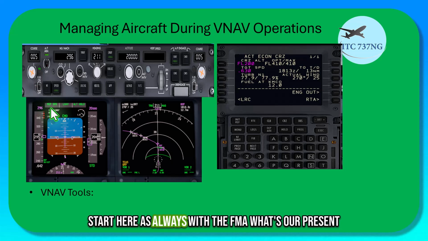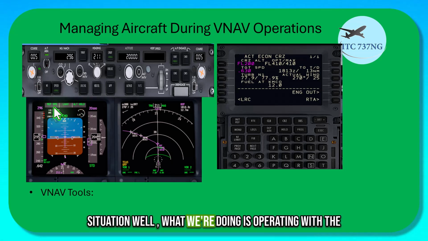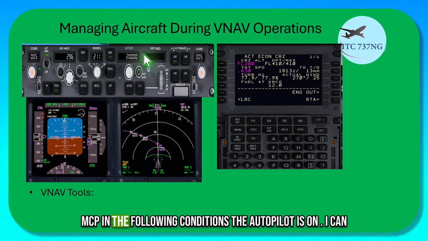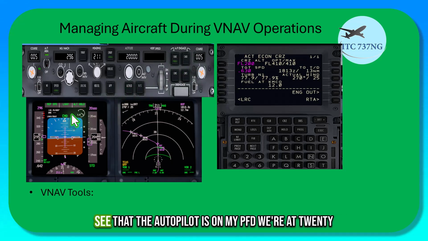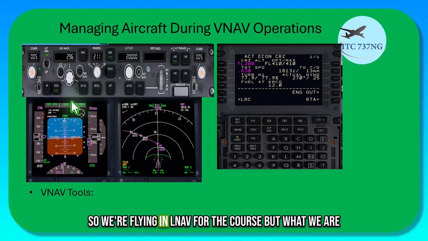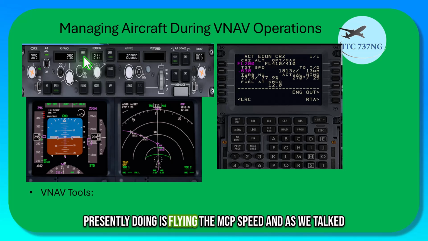But anyway, getting to the tools that you have in your arsenal for VNAV, start here as always with the FMA. What's our present situation? Well, we're operating with the mode control panel in the following conditions. The autopilot is on. I can see that the autopilot is on. On my PFD, we're at 20,000 feet, confirmed here, level there. We're in VNAV, so we're flying in VNAV for the course. But what we are presently doing is flying the mode control panel speed.